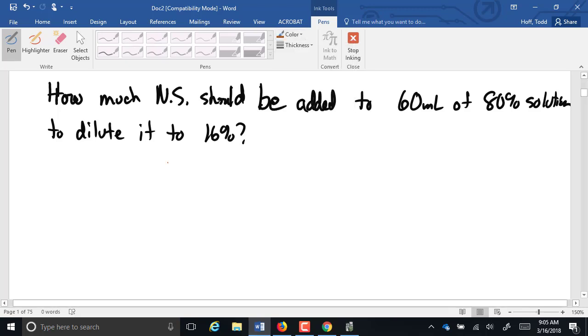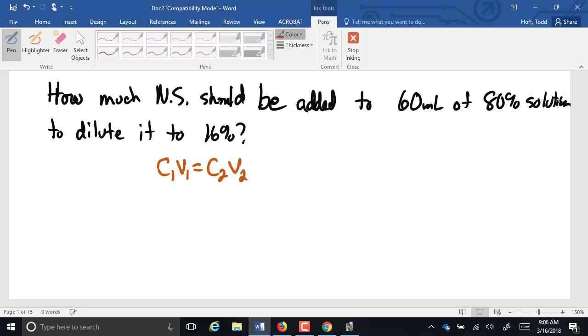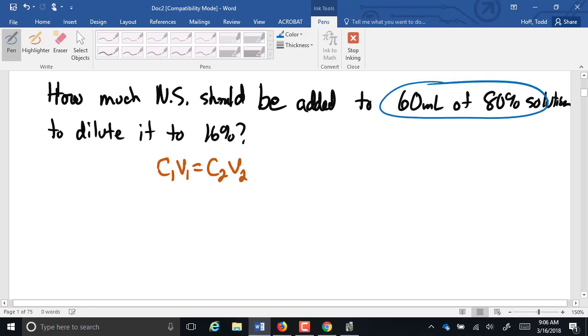So again, C1V1 equals C2V2. We have 60 milliliters of 80%. So that's 80 times 60. We want it to become 16%. So that's 16 times V2.